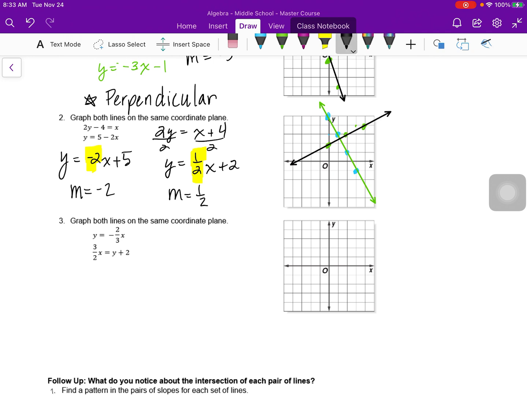And again, this one actually came out really nice. You can see those right angles in each of those corners. All right, so let's take a look at this last one.